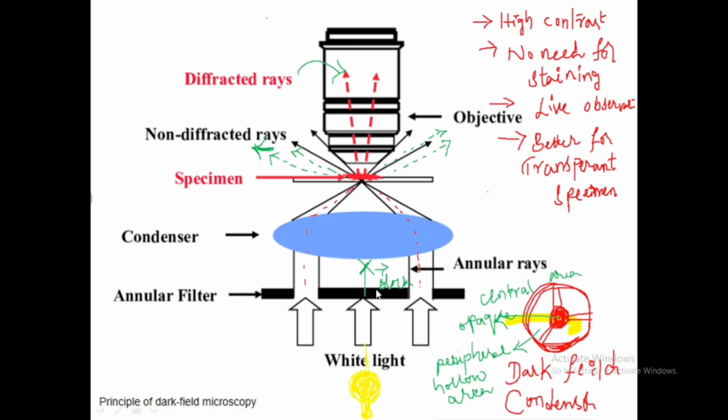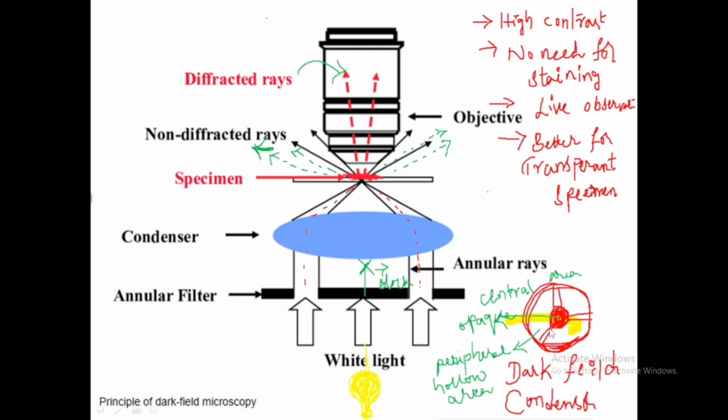Because the central area is opaque, the direct light is completely blocked and does not enter the objective lens. Only the diffracted or scattered light rays can pass through the hollow areas of the condenser and enter the objective lens. Because of the diffracted light rays, we see a bright image over a dark background. That is the special feature of the dark field microscope.